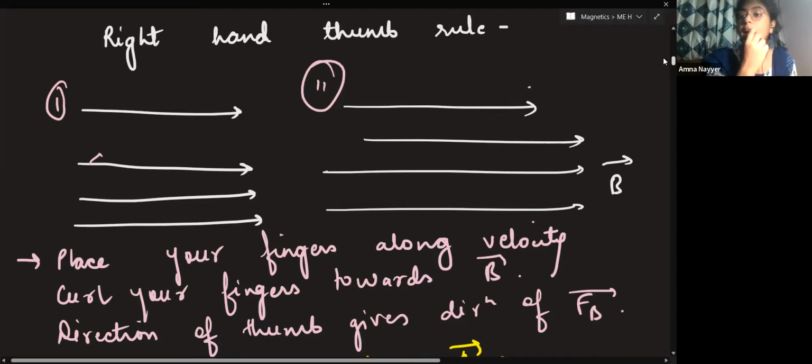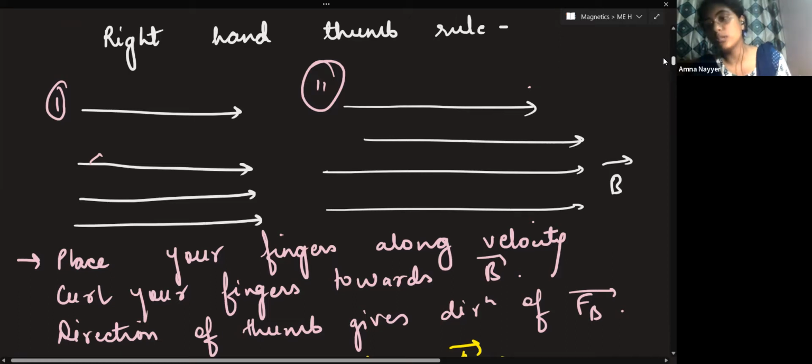For circular one, we had seen you have to move your hand along the sense of current. Along the sense of current means if the current is flowing clockwise, curl your fingers clockwise. Thumb gives you direction of magnetic field. If your current is moving in the YZ plane, curl your fingers like this. Thumb gives the direction. In this way, this also we had seen.